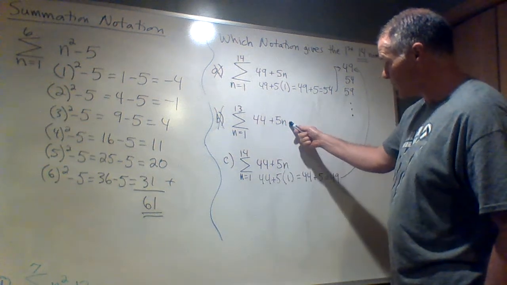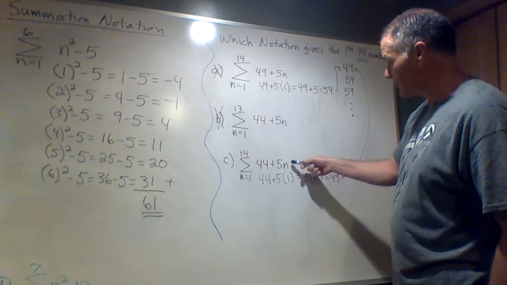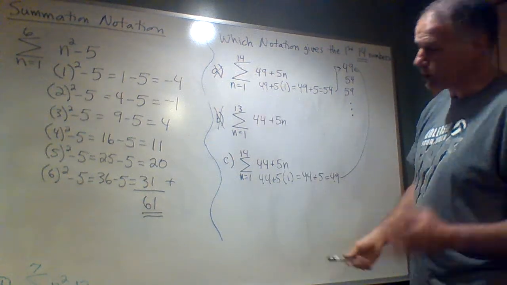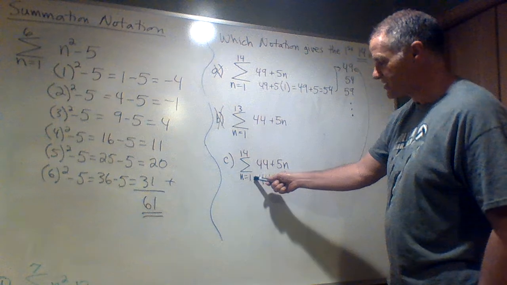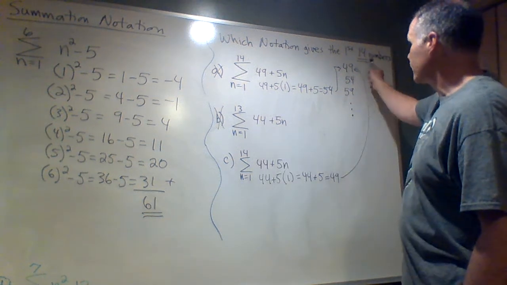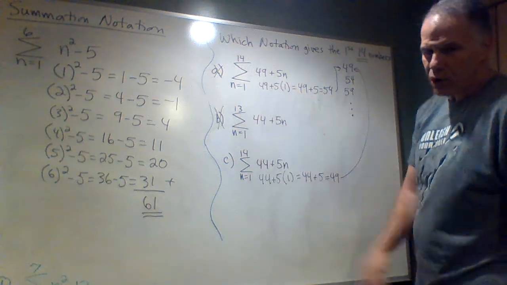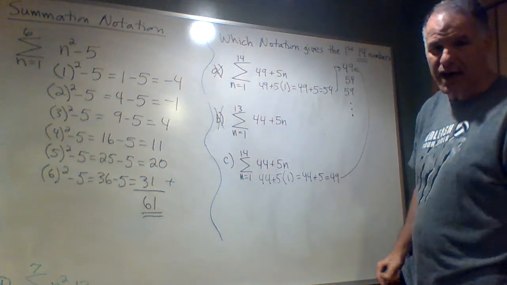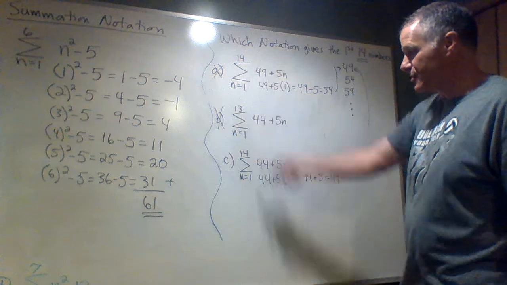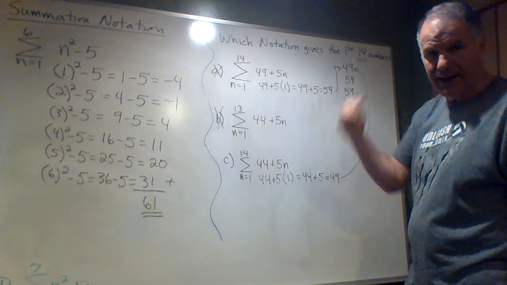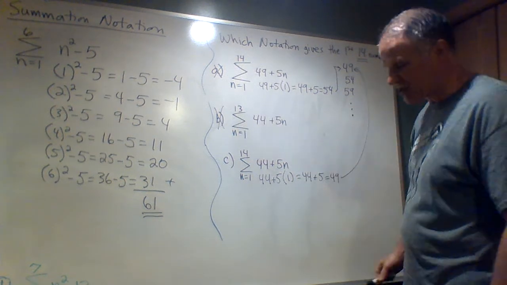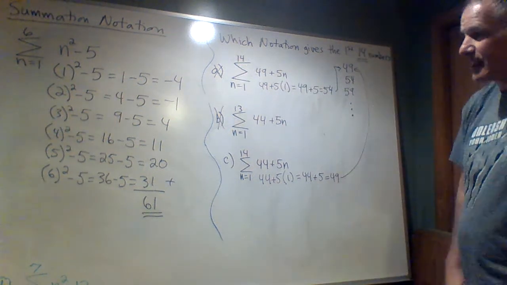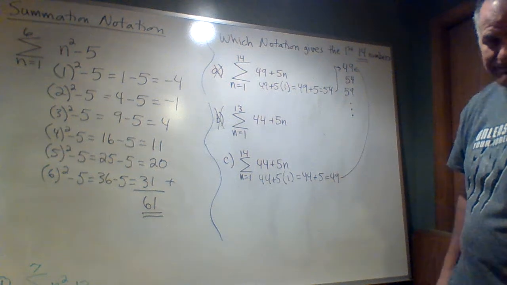Now you can see this one is very similar: 44 plus 5n, 44 plus 5n, but this one only went up to 13. If you weren't careful, they might trick you on that one. This one went up to 14, and they wanted the first 14 numbers. So again, this is a multiple choice problem. You really don't have to do a ton of work. You're just checking which one is the right formula. That's what they're giving us on the exam, just which one, according to multiple choice.